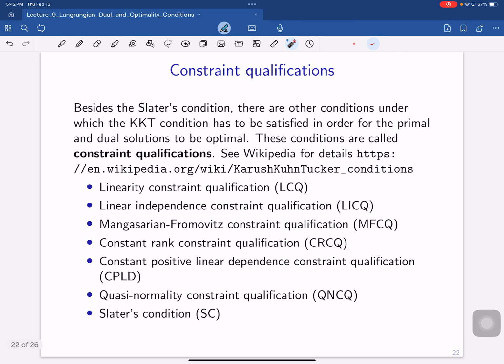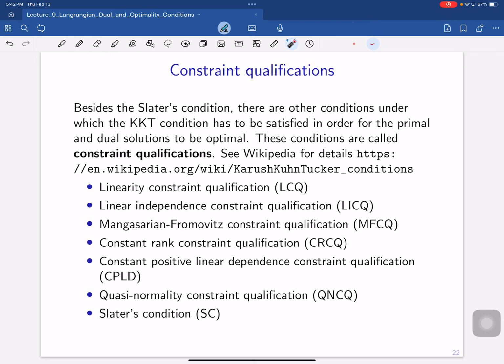Okay, and then I want to talk briefly about constraint qualifications, right? Note that I said under some conditions, the KKT condition will be a necessary condition. And one of these conditions is Slater's condition, right? But there are other constraint qualifications under which the KKT condition will be necessary for a local or a global minimum. You can check Wikipedia for the other constraint qualifications, right? So you can think about constraint qualification as some conditions to hold, then the KKT condition has to hold in order for a point to be optimal.